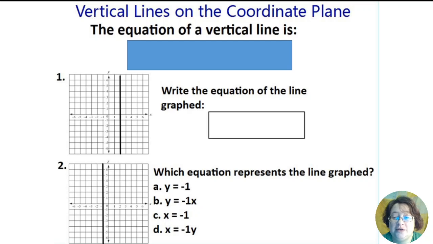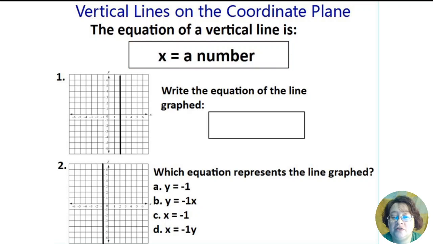Vertical lines on the coordinate plane. If you remember HOY-VUX from Algebra 1, HOY, we talked about that a minute ago, and then VUX, vertical, undefined slope, and x equals a number. So the equation of a vertical line is x equals a number. So for number 1 here, we see we have a vertical line, so it'll be x equals. And if we look here, at each of these points, x equals 2. So x equals 2 will be what we'll put in our answer box.